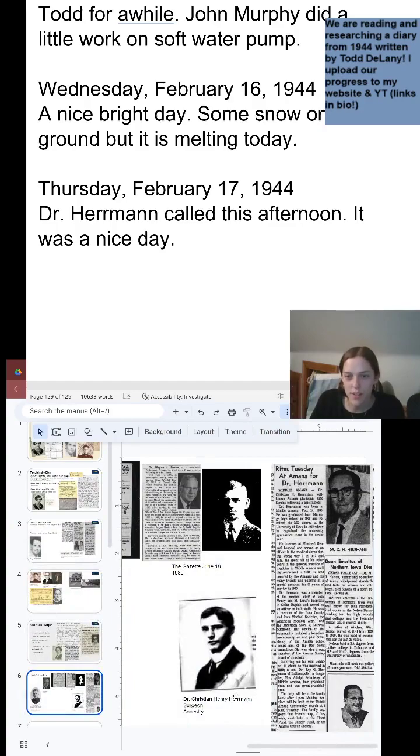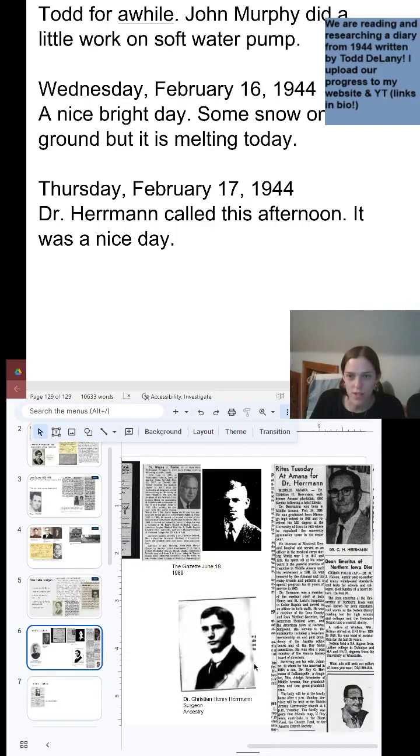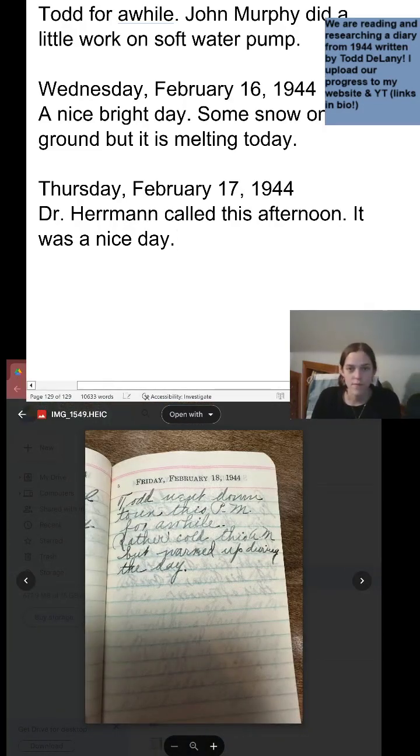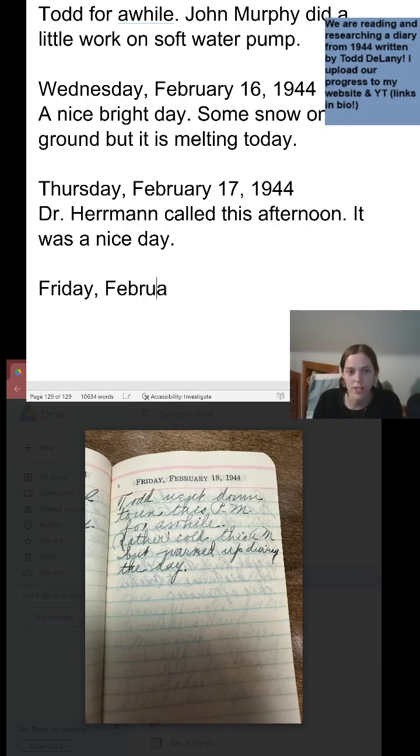This is Dr. Herman. I'm going to scroll down. I can't. Hopefully you guys can see the full picture. It's hard on my iPad. I can only see half of Dr. Herman, but I think he was a surgeon. Yeah, he's a surgeon, and he seemed to work closely with Todd after he had his cerebral hemorrhage. Although he's been seeing Dr. Nybert more now, the chiropractor.